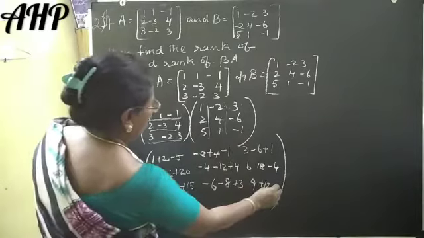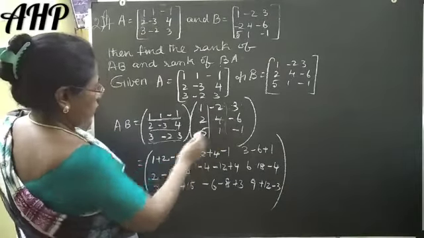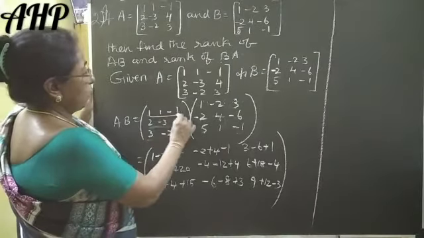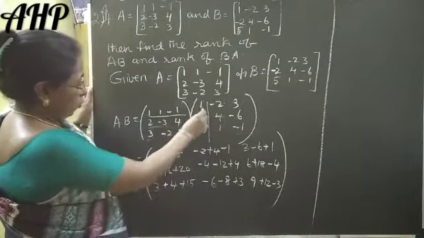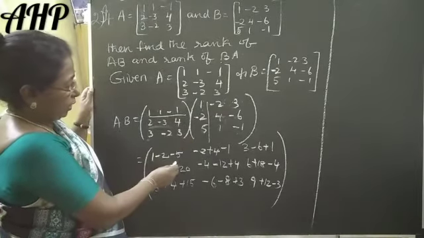Plus minus 3, so 9 plus 12 minus 3. Now this first row is multiplied with this first column. 1 into 1, 1. 1 into minus 2, minus 2. Minus 1 into 5, minus 5.